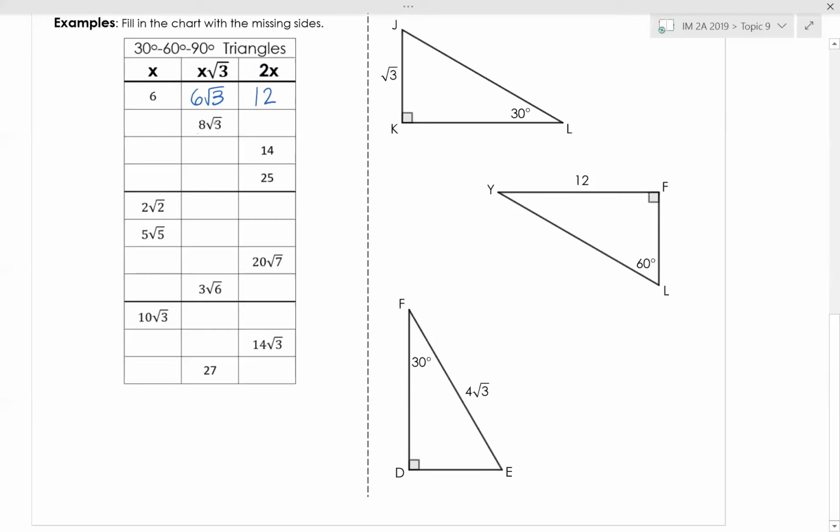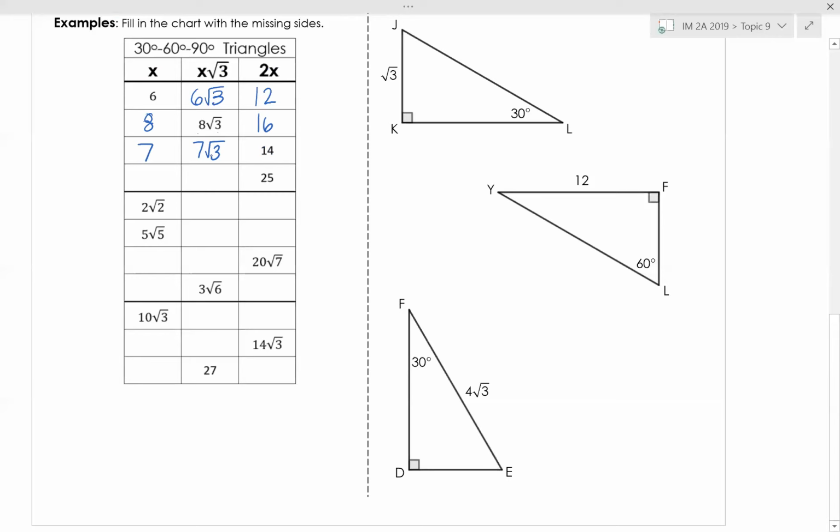They're giving us 8 radical 3 as x radical 3. So looking at that, that means 8 must be x. So that means that our side for x is 8. And then 2 times 8 is 16. So that means that the hypotenuse is 16. For this next one, we've got the hypotenuse. So if the hypotenuse is 14, that's double the short leg. So if I divide 14 by 2, that gives me 7. So that means x must be 7, which means that the longer leg must be 7 times the square root of 3.